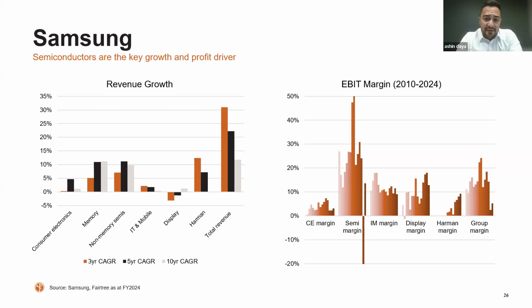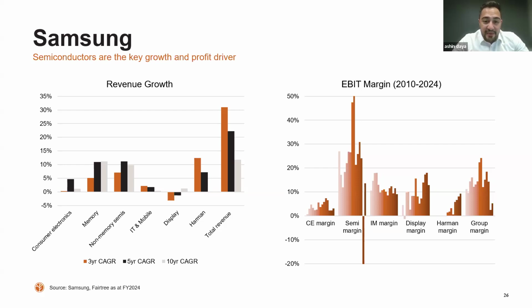And then if you also look at the graph on the right, this is just operating margins by different segment. Your semiconductor business here, which includes memory as well as the foundry business, because they disclose this in one segment, you can see the profit margins earned by this business are significantly higher than your consumer electronics, for example, or your IT and mobile or display or Harman. But at the same time, you can see very sharp cyclicality in the profit margins earned by the semiconductor business.